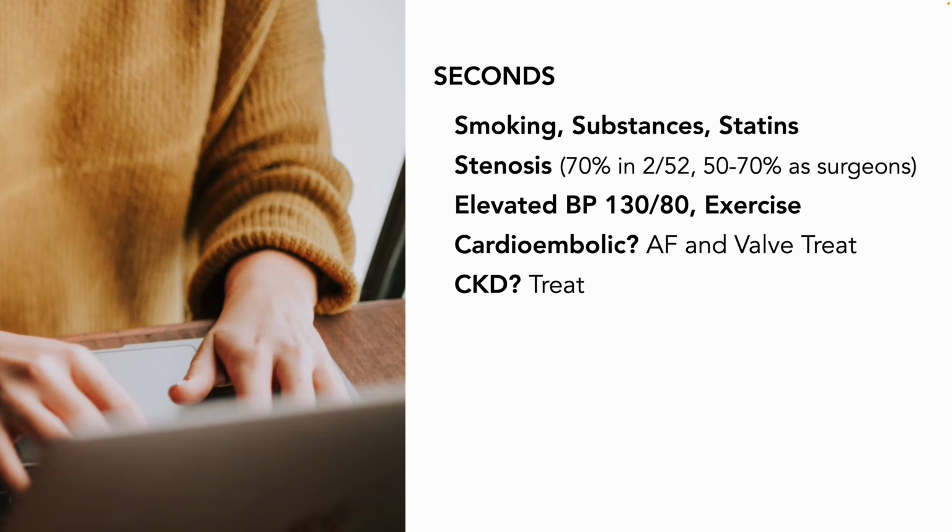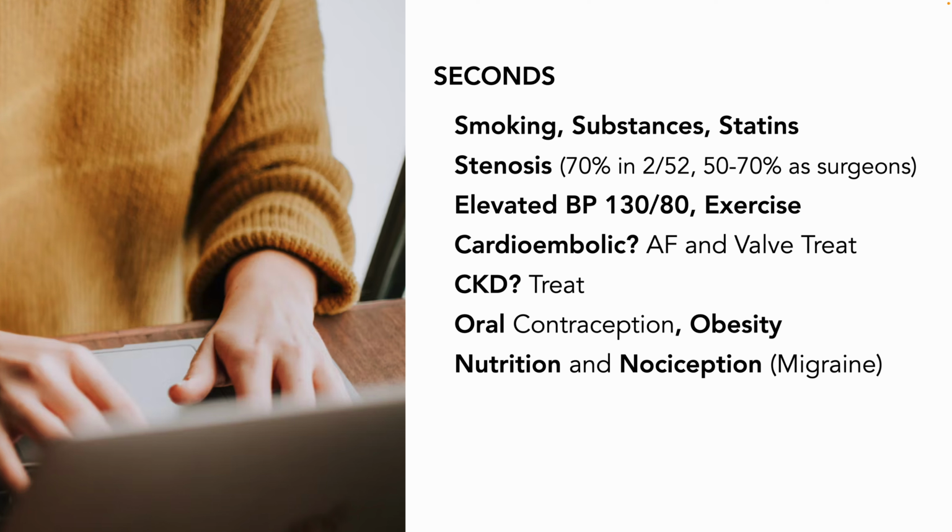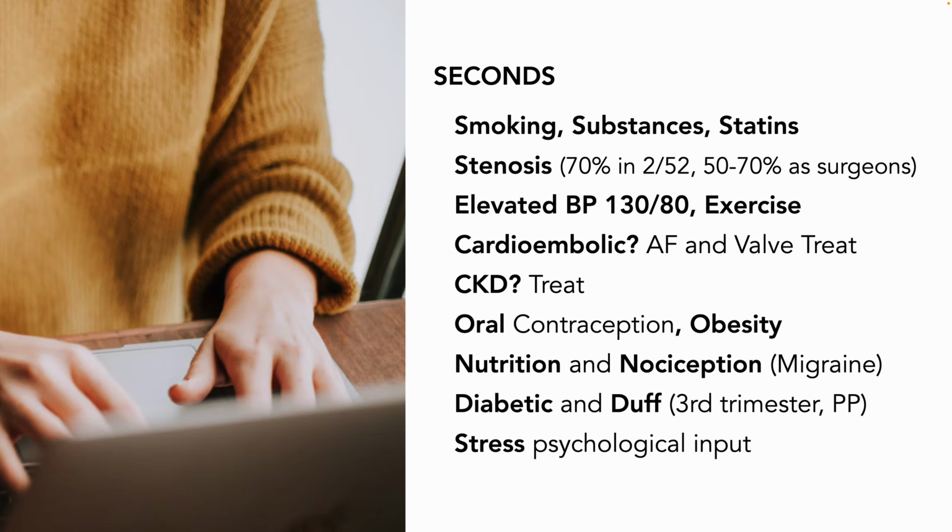So cardioembolic and CKD, you need to optimize all of those risk factors, of course. Estrogen-containing oral contraception is a really big one, because it's prothrombotic, so you need to be really careful with that, as well as obesity and your metabolic syndromes. So good nutrition, and then migraine. So migraine, particularly with aura, vascular risk factors with that, okay? Diabetes and pregnancy. You see a third trimester postpartum, and any stressful things, psychological input.